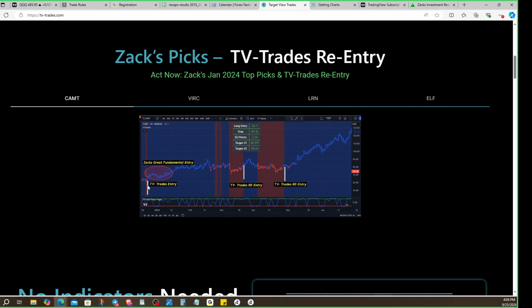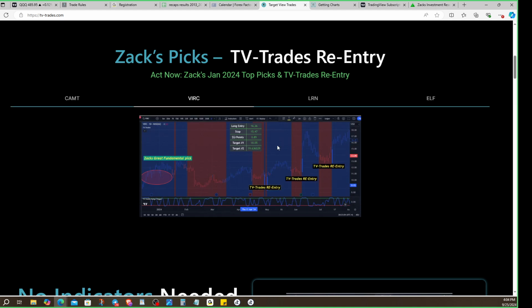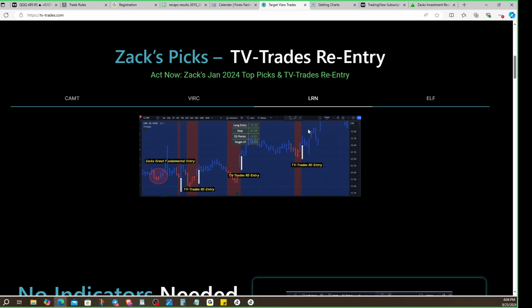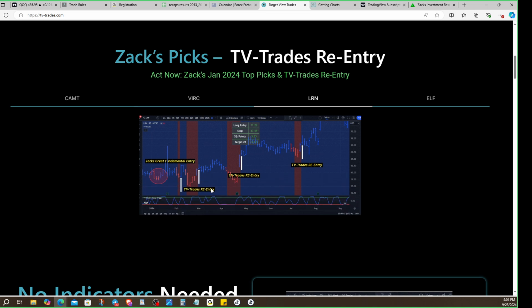TV Trades gave the pick right there, and the re-entry there and there during the year. This is on a daily chart. And the VIRC was another one of theirs. They gave their pick over here, and TV Trades gave the re-entry a few times during the year right there. That's on a daily chart. And this one here, LRN, Zacks gave it way over here, and TV Trades gave it 4 more times during the year.